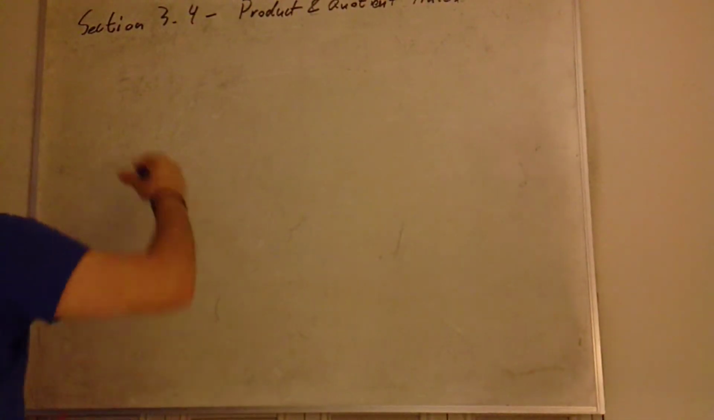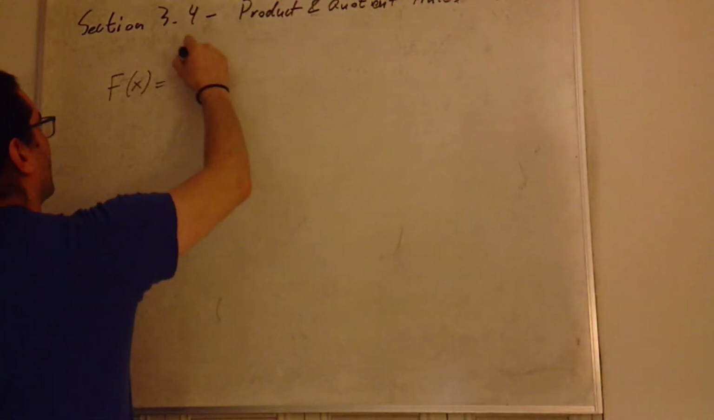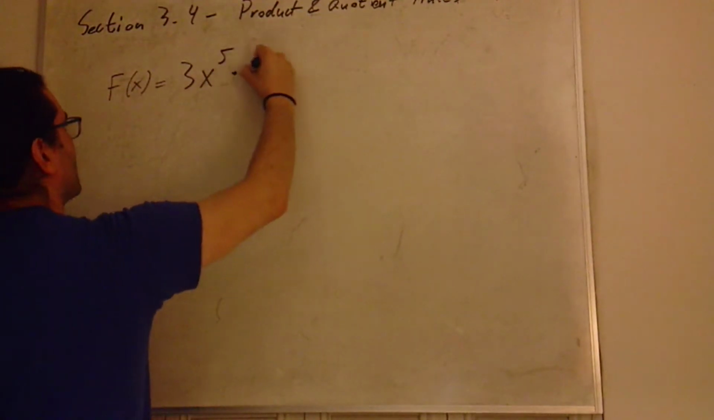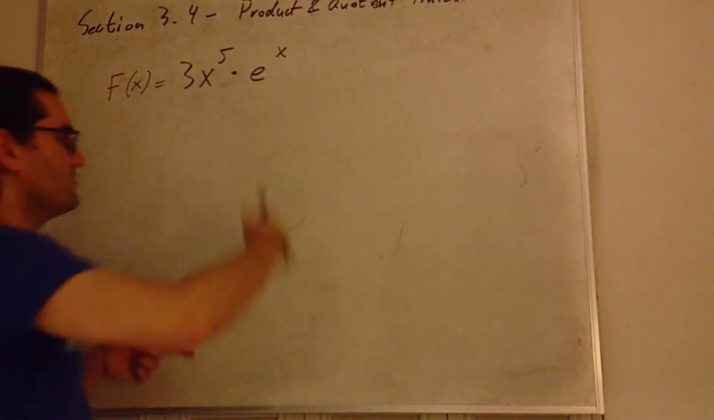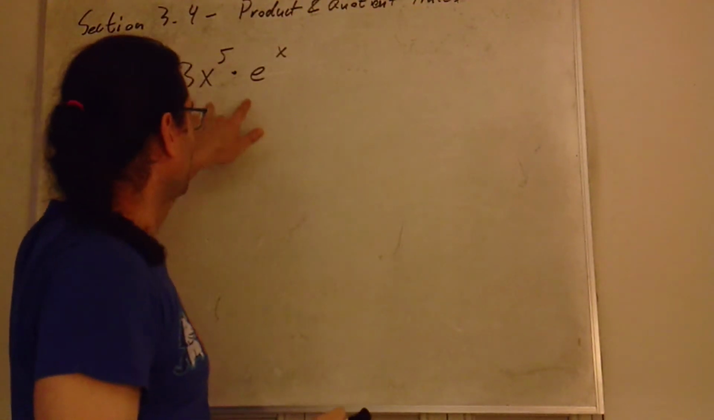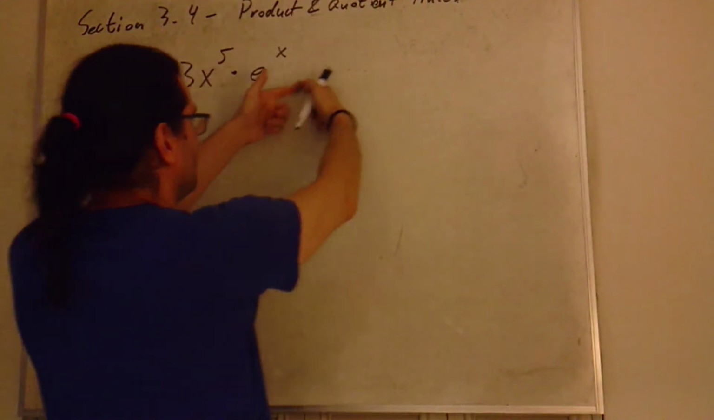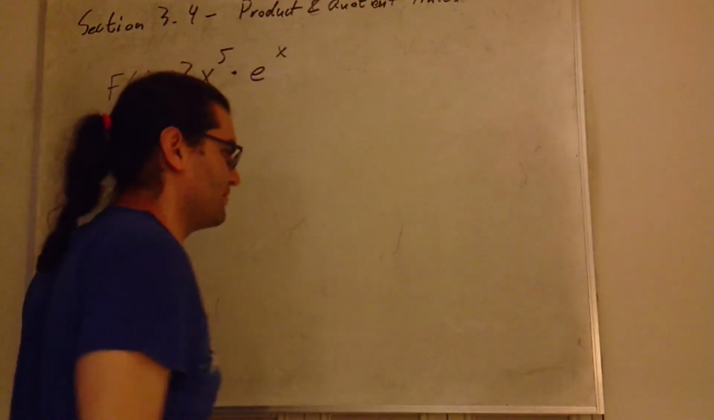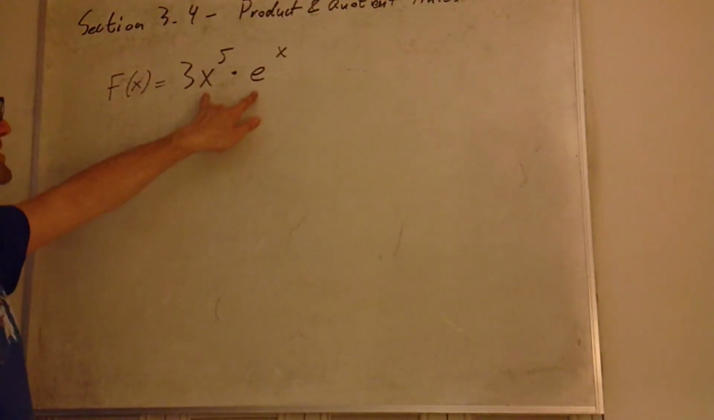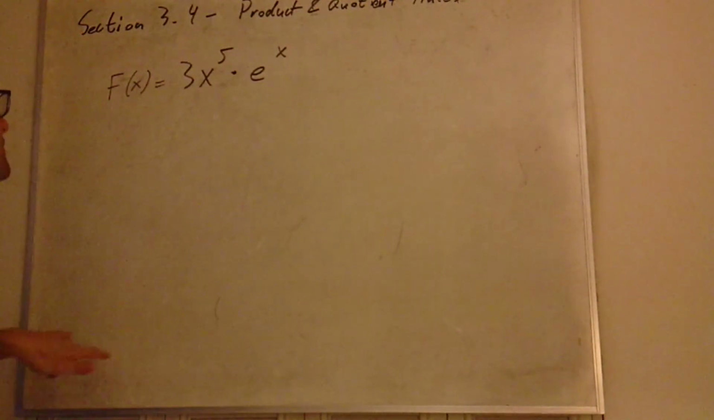So let's take a look at something like f of x equals 3x to the 5th times e to the x. This seems like a good one, mostly because, unlike the other two problems we just did, this one can't be simplified. There's nothing we can do to this to make it into a nice, simple power rule that we can just find the derivative of instantly. The only way to handle this, if we want a derivative, is to use the product rule.